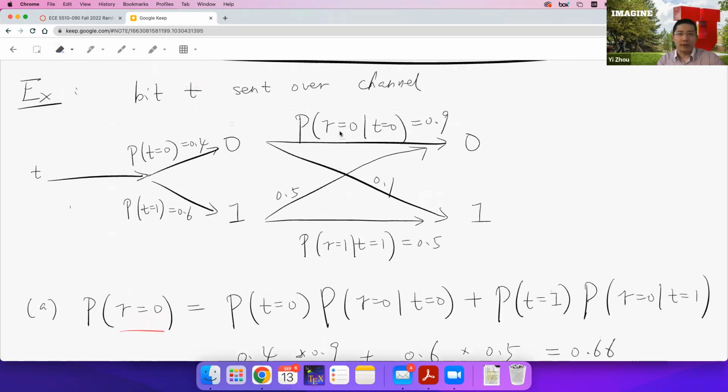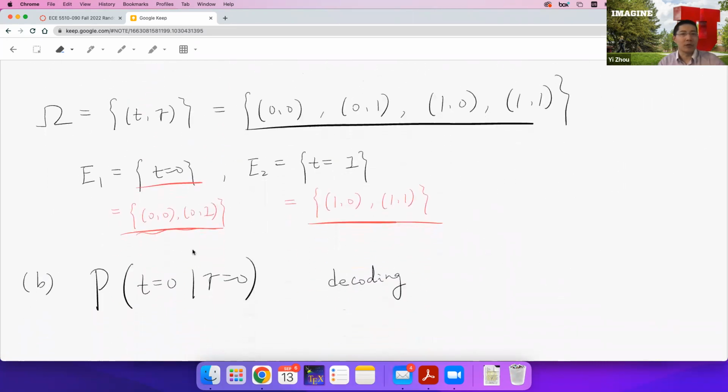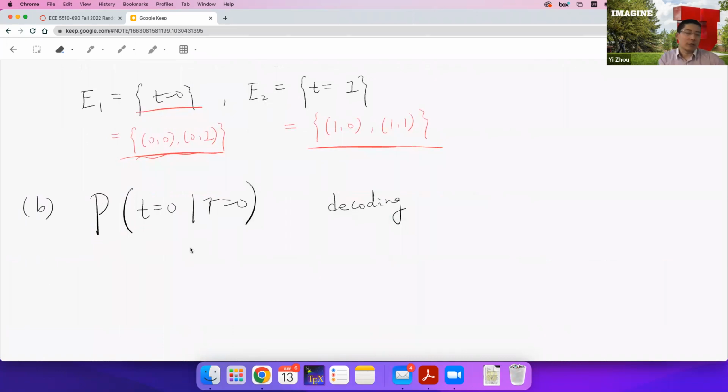In information theory and communications, decoding is basically computing this conditional probability. If you look at this entire diagram, we are given T, so conditional on T, we know the probability of R. But now we are looking at the other conditional probability. We want to know, conditional on R, what is the probability of T? This is exactly what Bayes' rule does. Bayes' rule connects these two conditional probabilities. So we just apply Bayes' rule.